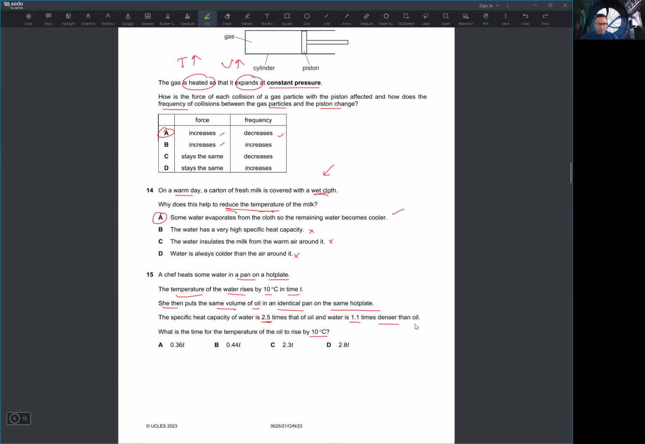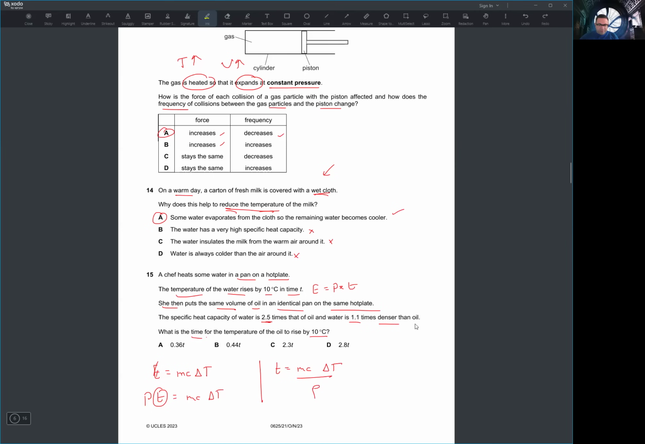Now, this looks confusing, but hold on for a second. We know that E equals mc delta T. He mentioned specific heat capacity. So let's read this again. The temperature of the water rises by 10 degrees Celsius in a time t. What's the relationship between time and all of this? Oh, yeah. Energy is power times time. So I can replace energy with power times time equals mc delta T. This is for water. She then puts the same volume of oil in an identical pan on the same hot plate, and she wants to find out what happens to the time. So make time the subject. Time equals mc delta T over the power.